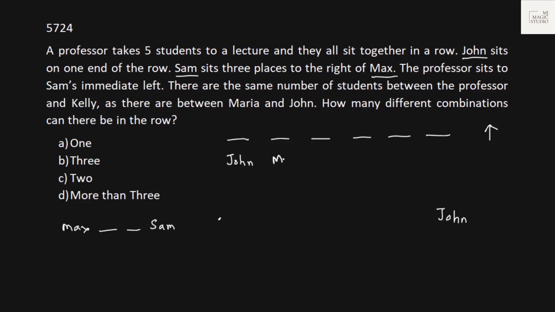So it can be Max and then 4, 5, Max, Sam, or it can be John. Here we can have Max, here we can have Sam. Or Max, 1, 2, Sam, or Max, 1, 2, Sam, and here we have John. So till now we have got 4 different options.